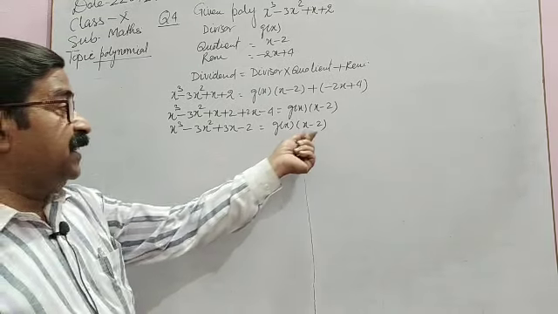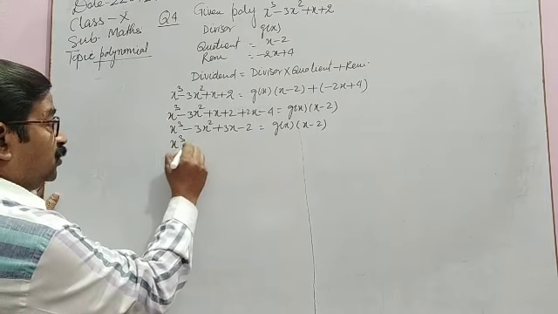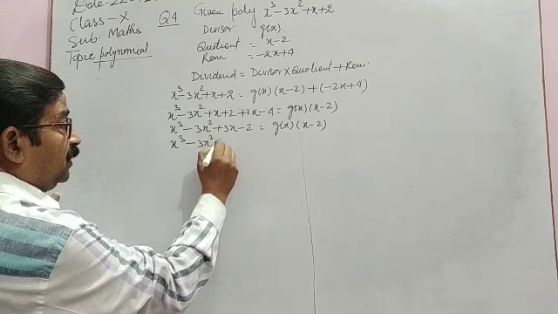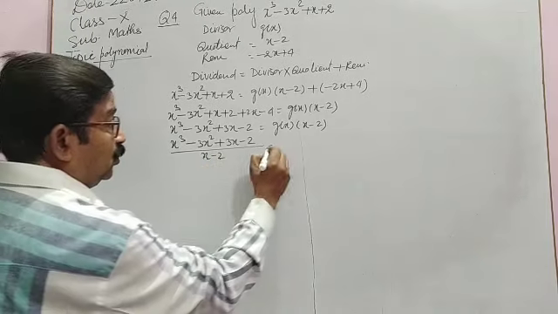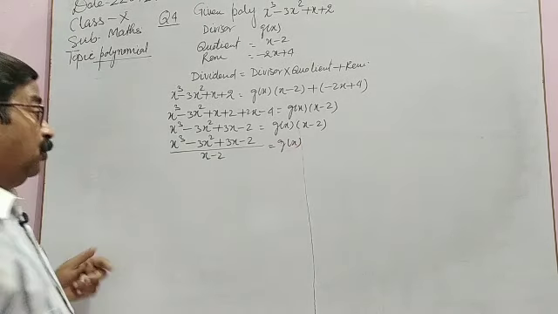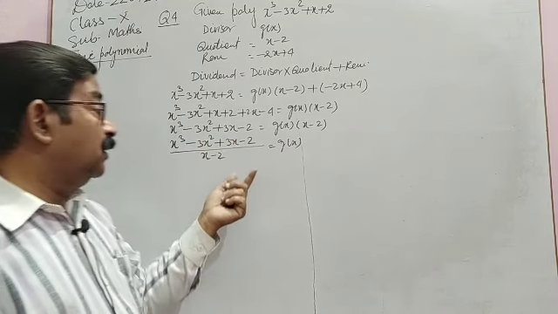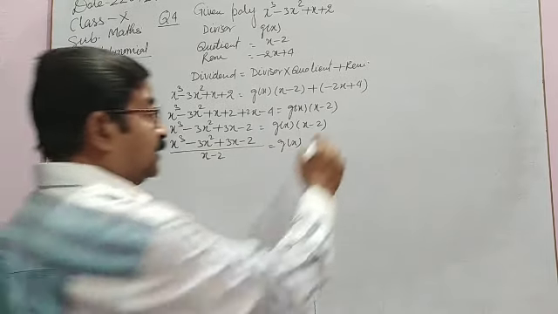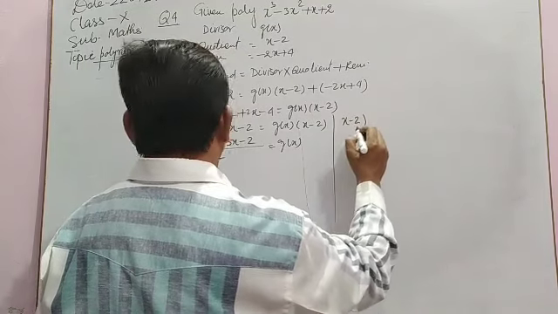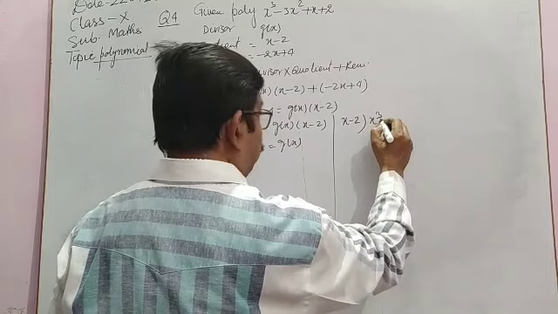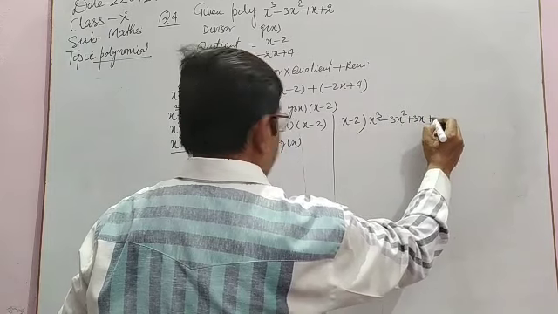Now send this g(x) this side, x minus 2 this side. So what will happen? x cube minus 3x square plus 3x minus 2 upon x minus 2 is equal to g(x). Now we will divide this polynomial by x minus 2. Whatever result comes, this is the value of g(x). Let's divide. Let's see. x minus 2 divides x cube minus 3x square plus 3x minus 2.